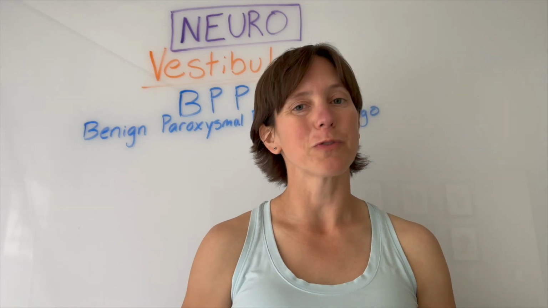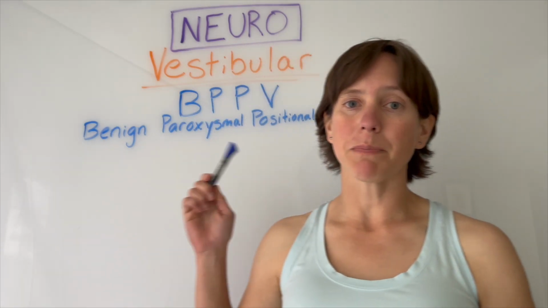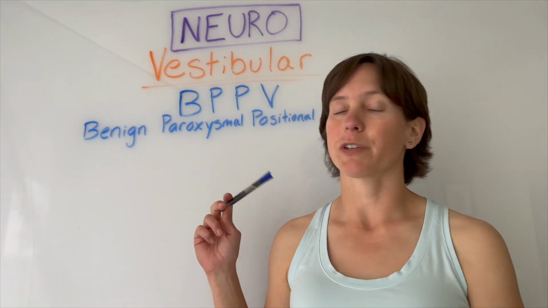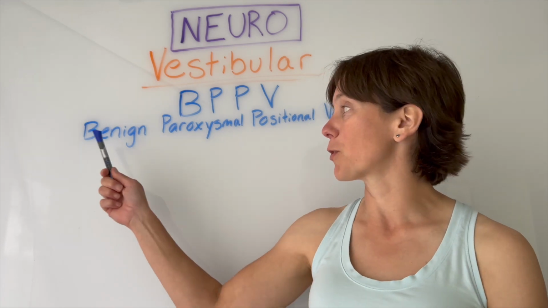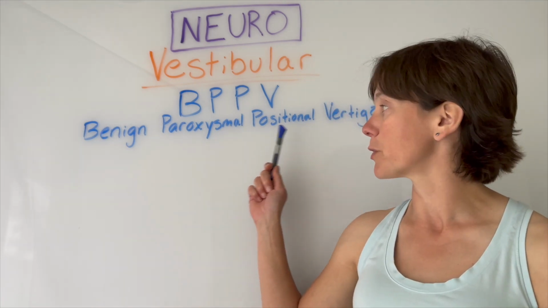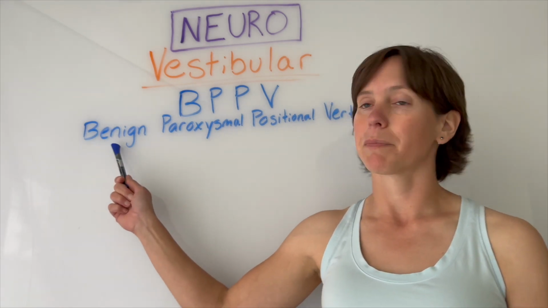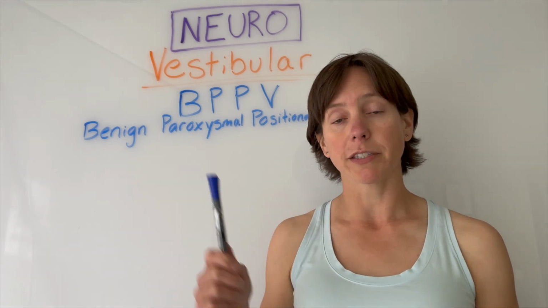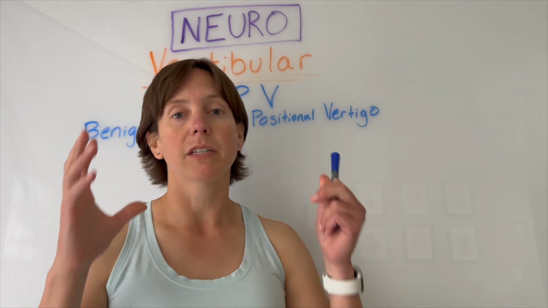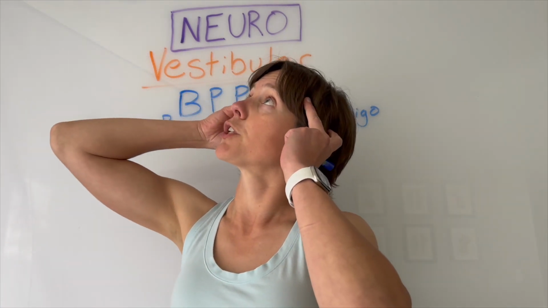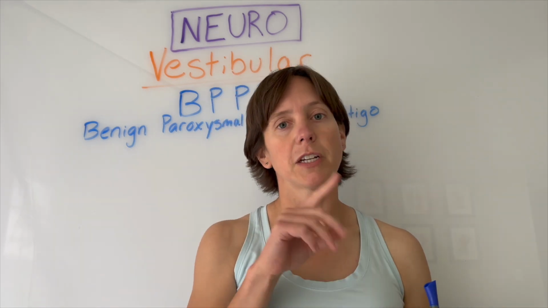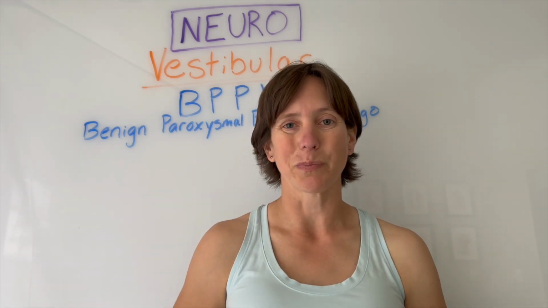As far as peripheral vestibular disorders go, BPPV is by far the most commonly seen peripheral disorder in clinics. BPPV stands for benign paroxysmal positional vertigo. Benign meaning non-cancerous, paroxysmal meaning sudden onset, positional means it comes on with a certain positional head change, and vertigo is an uncontrolled feeling of dizziness and spinning in the room.